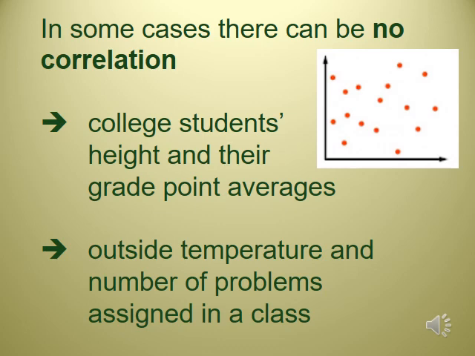Another one I have is the outside temperature and the number of problems that are assigned in class. There's really no relationship between that, and you certainly would hope that as it gets warmer outside, you're not going to have more problems assigned. So those are things with no correlation.